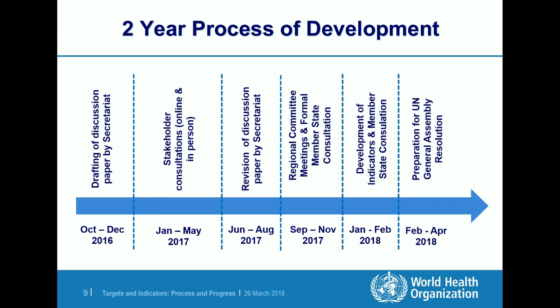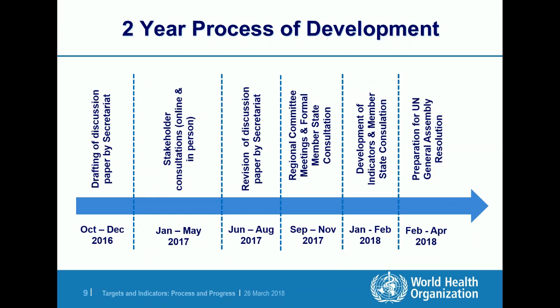Following this set of consultations, the discussion paper was revised by the Secretariat and then released again in August of 2017. Following the release of this paper, the Secretariat convened regional committee meetings as well as a formal member state consultation which took place in November of 2017. And it was at that consultation that member states agreed to the set of 12 targets that you have before you today. Since that time, between January and February, the Secretariat has also been working to develop a set of indicators to support these targets. Those indicators are now complete and will be shared shortly as well.